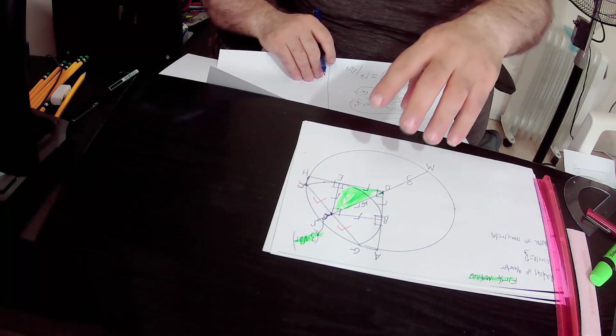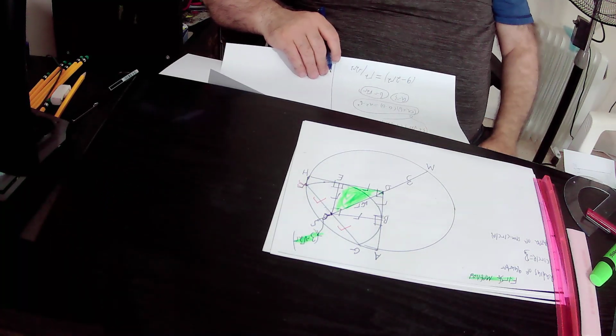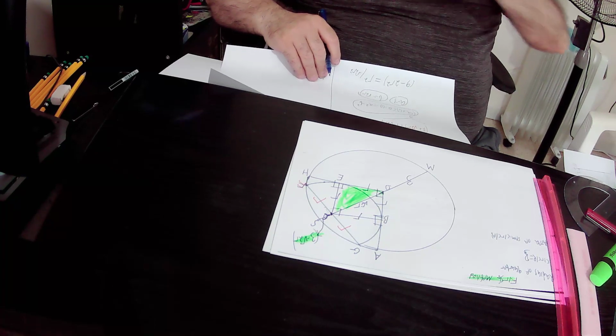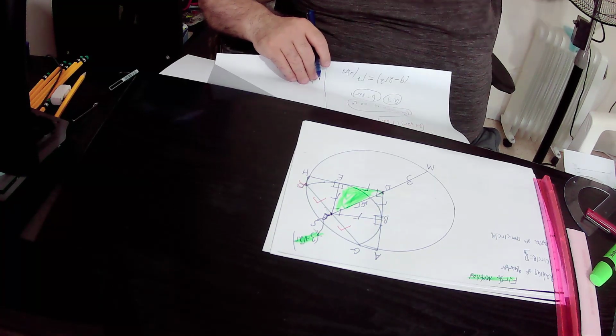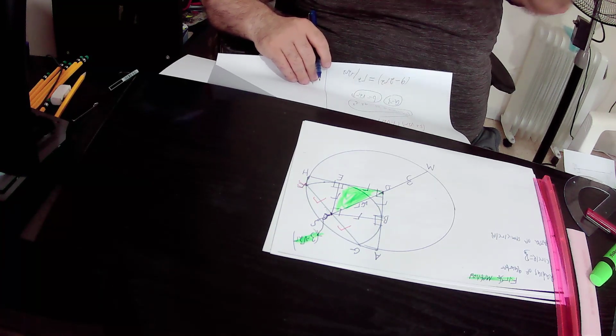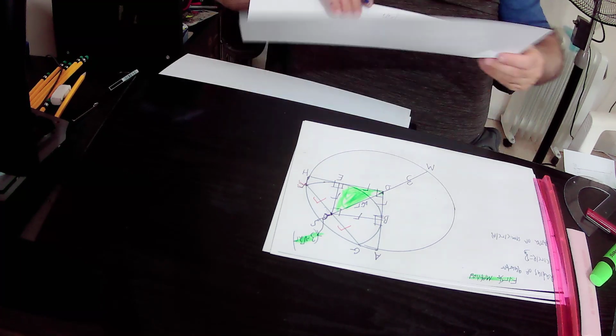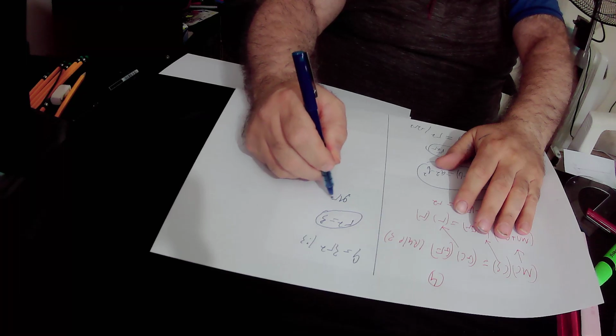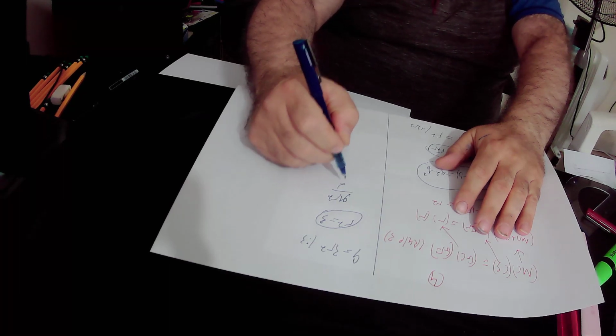What is the area of the semicircle? The area of the semicircle is half the area of the circle. And the area of the circle is pi r squared, therefore the area of the semicircle will be equal to pi r squared over 2. So the area of the semicircle that we are looking for is pi r squared over 2.